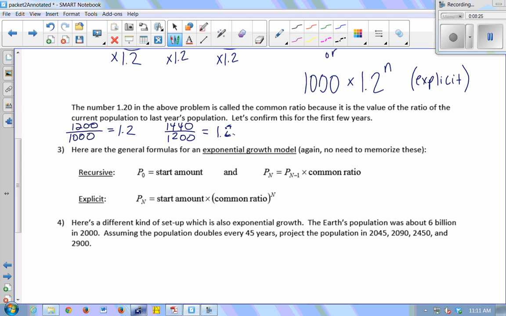So for recursive formula, you have to give the starting amount, right? Otherwise, it's impossible to get to the next value. You have to have some place where you start. And then p sub n is equal to p sub n minus 1 times the common ratio. So in our case, that was 1.2. And then for explicit, p sub n is equal to the starting amount. In our case, that was 1,000 times the common ratio, which was 1.2 to the n.